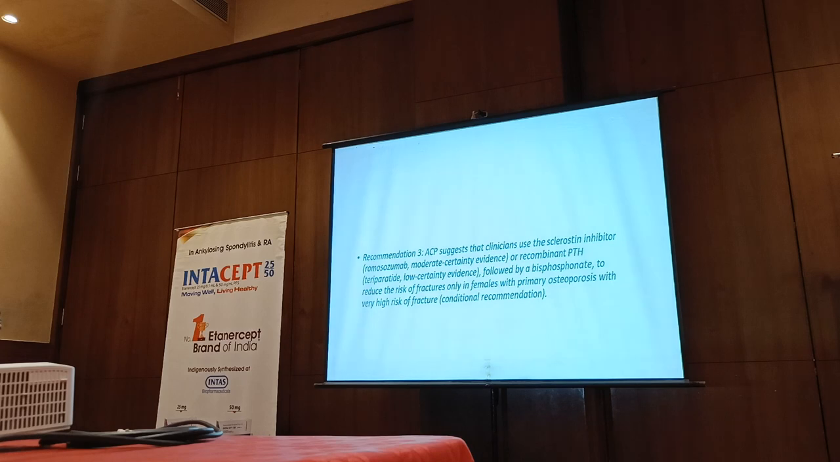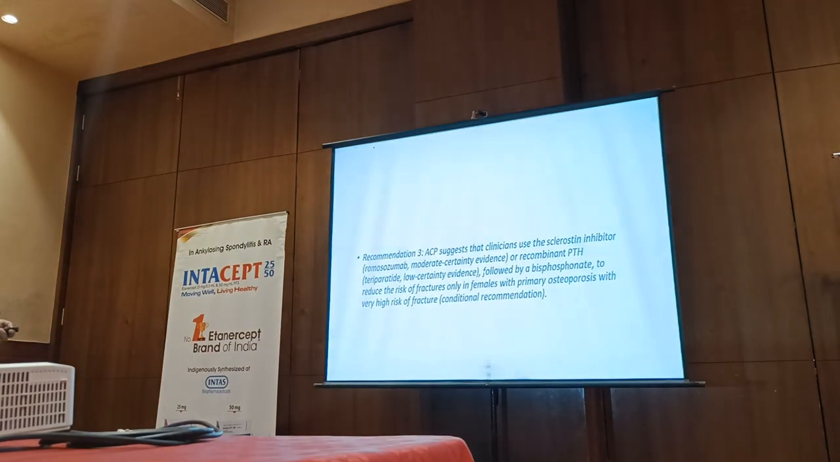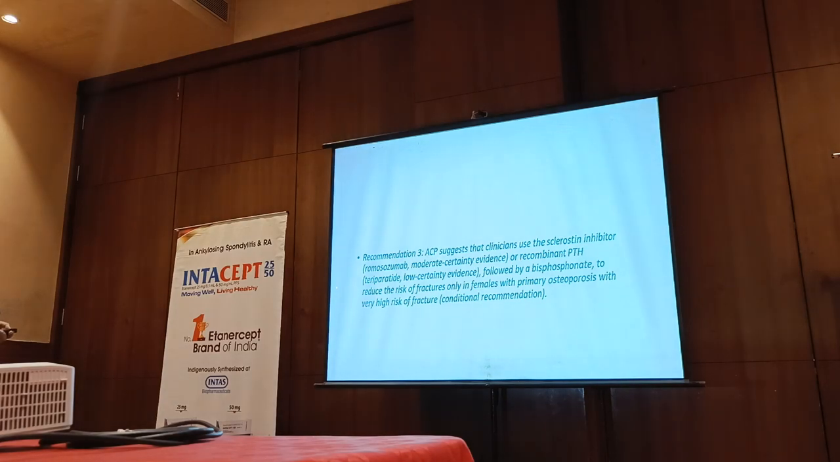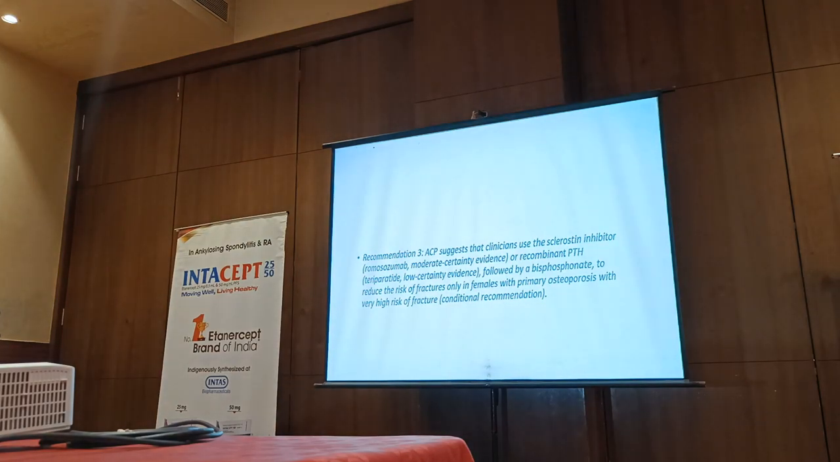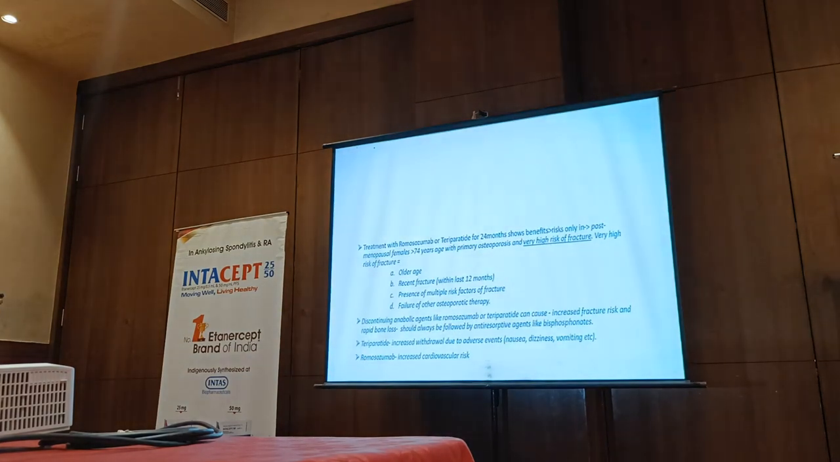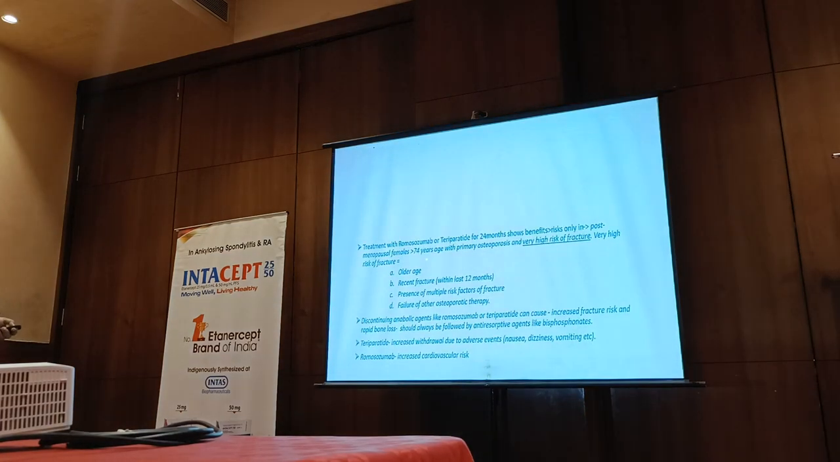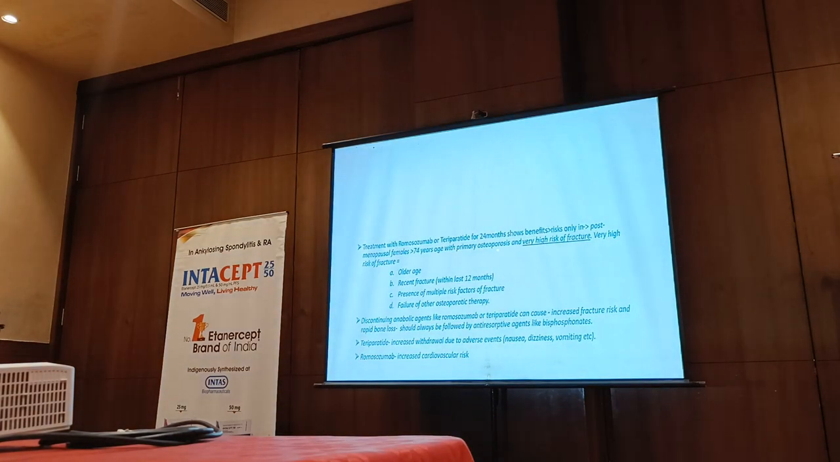Now the ACP recommendation: here comes denosumab, with moderate certainty evidence, and recombinant teriparatide or recombinant parathormone followed by bisphosphonate, to reduce the risk of fracture only in females with primary osteoporosis with a very high risk of fracture. These are conditional recommendations. Now comes the treatment with denosumab or teriparatide for 24 months.